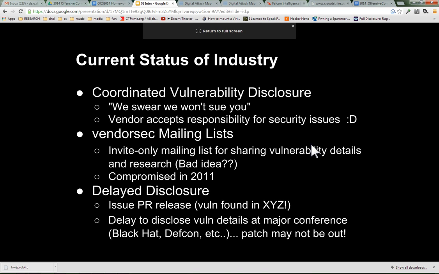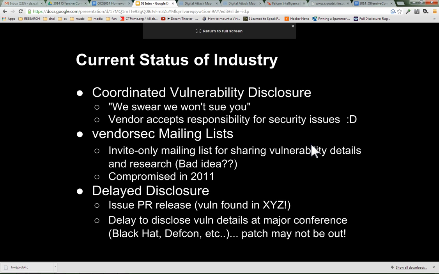But those people who do coordinated vulnerability disclosure and bug bounties basically are advertising, we swear we won't sue you if you find something wrong with our stuff. And the vendors finally came about to accepting responsibility for the issues in their products, which is the way it should be. The responsibility should be on the vendors. They're the ones selling the product. They're the ones that should be responsible for the features and the undefined behavior of it.